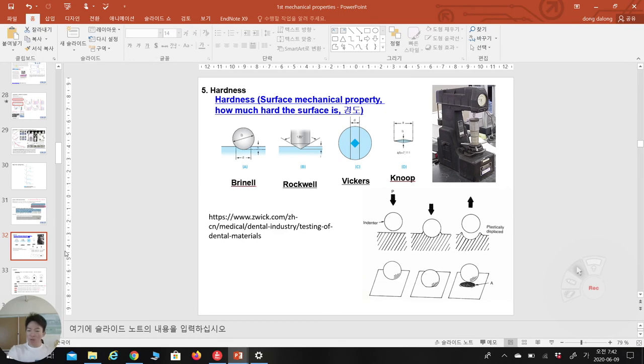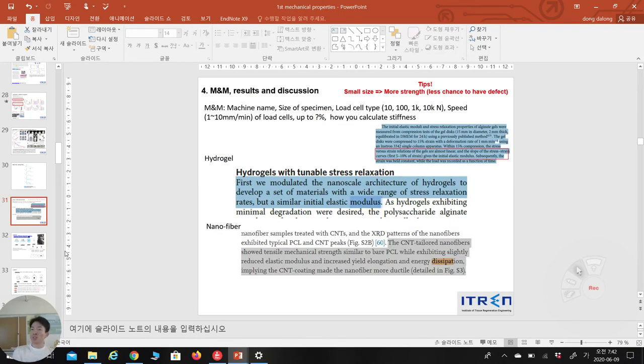So from now on, you have to understand what the stress-strain curve is, and how you measure the stiffness, elastic modulus, strain at failure, or stress relaxation. Now you can understand any kind of these things.